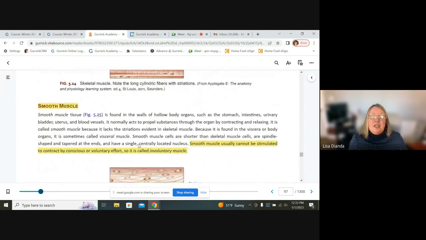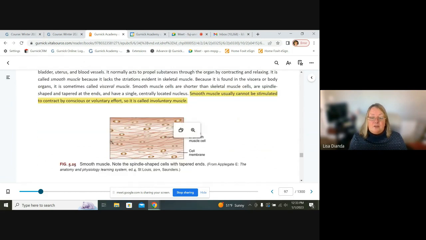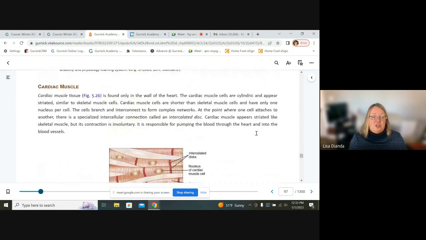Smooth muscle is found in body organs such as the stomach and the intestines. It cannot be stimulated to contract by conscious or voluntary effort, so it's called an involuntary muscle. And its construct is totally different. See, the construct of smooth muscle tissue.